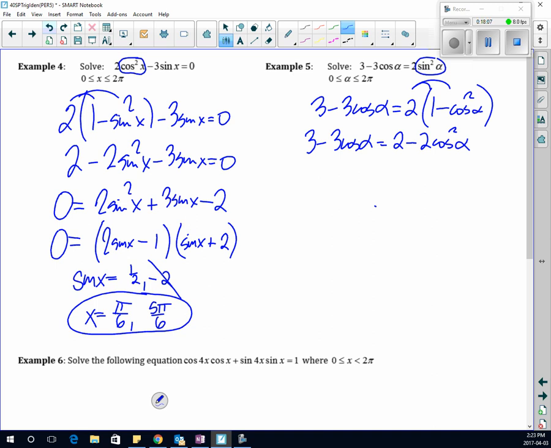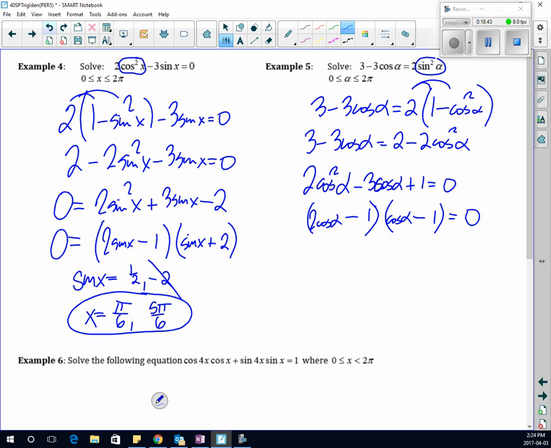What should I do next? Yeah, I'm going to move it to the left side. Why? Yeah, the square positive. So 2 cos squared alpha minus 3 cos alpha. If I move the 2 over, then I get plus 1 equals 0. So that factors. 2 cos alpha and a cos alpha. And what do we have to do with the signs there? Looks like they both have to be negative. So cos alpha equals 1/2 and positive 1, yes?